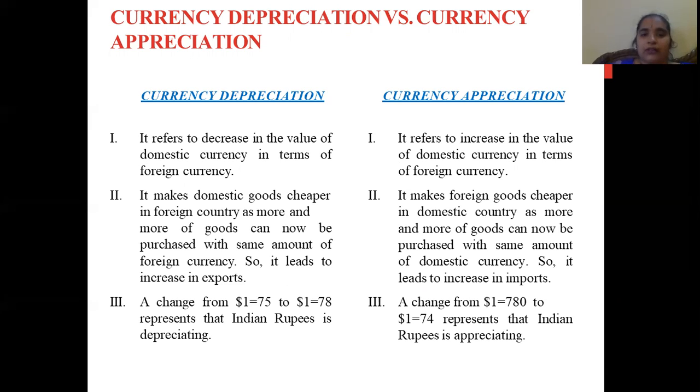So this is all about currency appreciation and depreciation, and what the determinants of the exchange rate are. In our next class, we'll move forward to the demand and supply of currency and the equilibrium exchange rate.